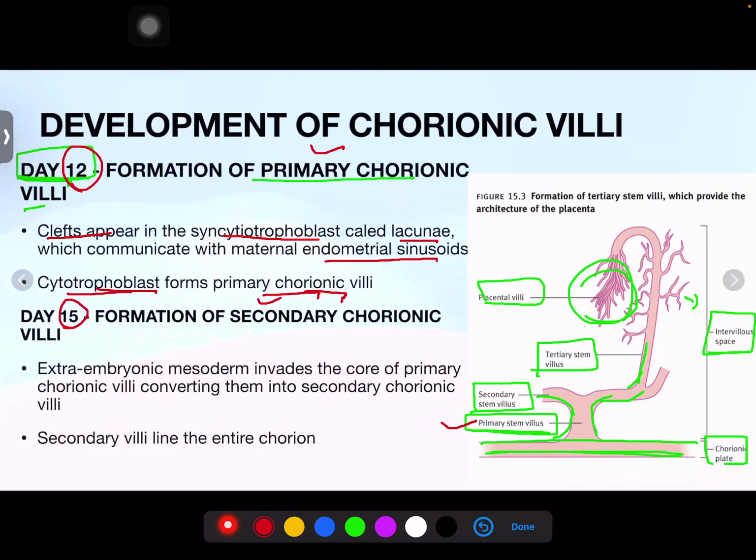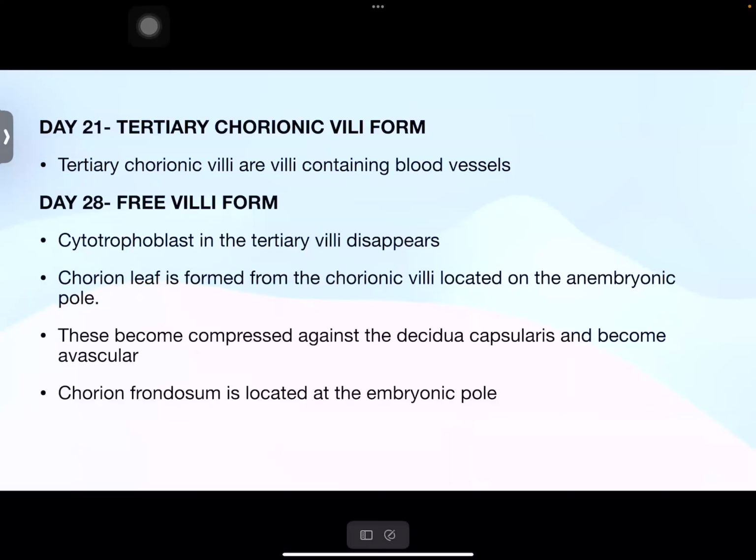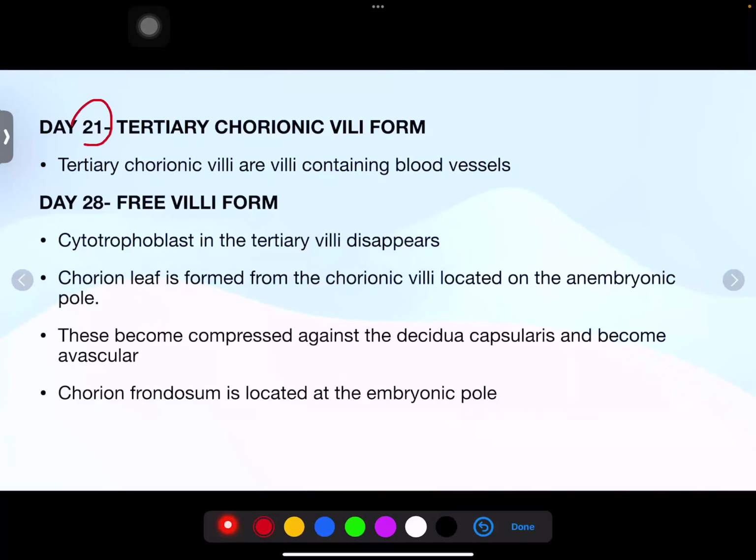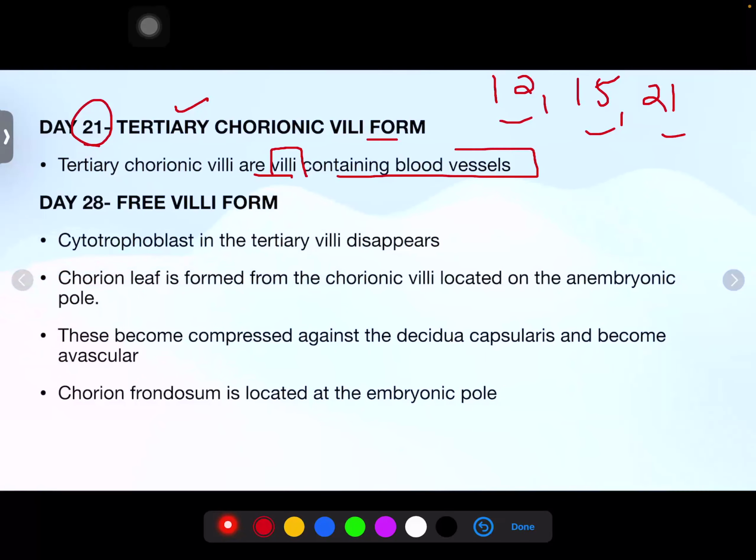Now, how do the secondary villi form? The extraembryonic mesoderm invades the core of the primary villi, converting them into secondary villi. So in secondary villi, one thing is added: the extraembryonic mesoderm. Secondary villi outline the entire chorion. Now, tertiary villi form at day 21. So 12, 15, and now 21: primary, secondary, tertiary. What is the additional feature in tertiary villi? The villi will contain blood vessels.